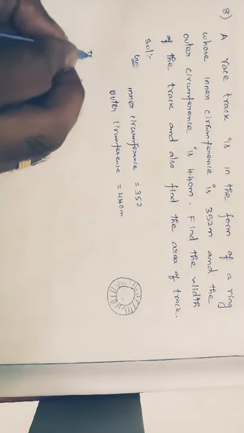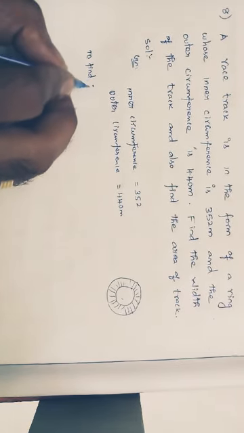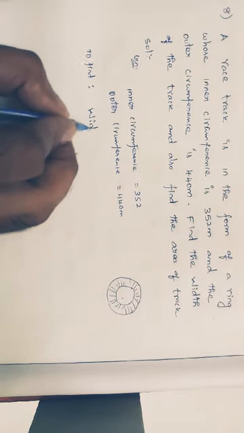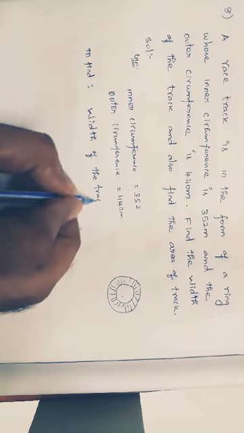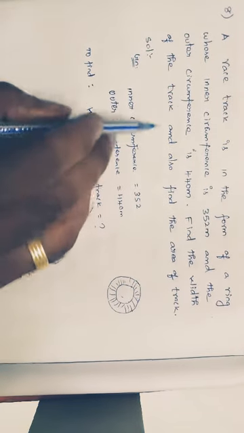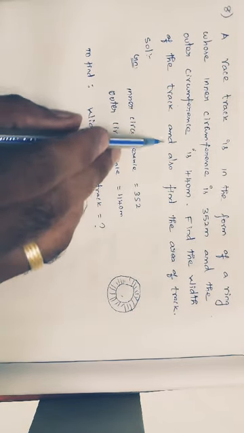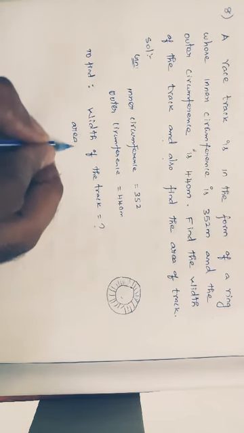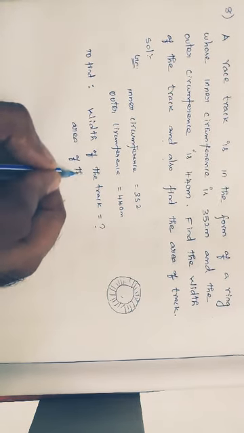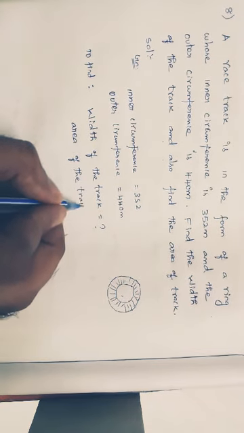Find the width of the track. So what things do we want to find? To find the width of the track, as well as they are asking one more thing. What is it? Find the width of the track and also find the area of the track. What is the shape of the track? It's nothing but a ring. So area of the track is nothing but area of a ring.